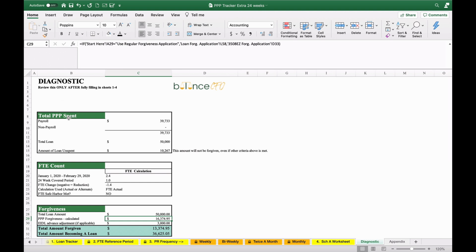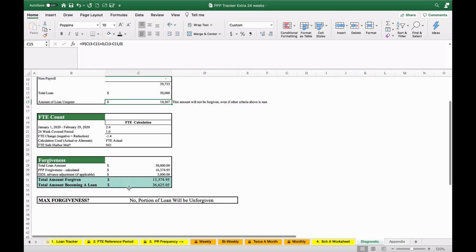So it's going to tell you the total amount spent, how much of your loan remained unspent. Remember, if you don't spend it, it's not going to be forgiven. Then it's going to go into your FTE count and the comparison there between your comparison period and your covered period. Here you can see the big decline, right? So here you can see why we're having that big FTE reduction, because we actually brought back less than half of our staff when you calculate it all out.